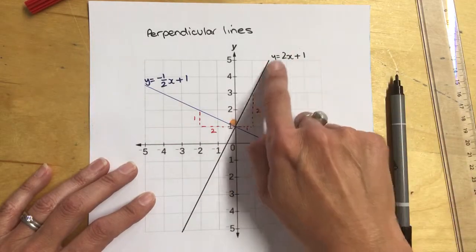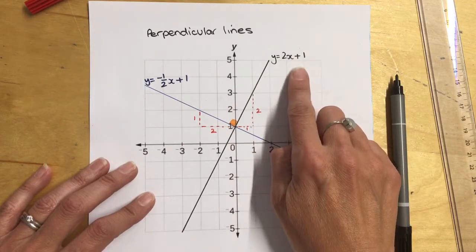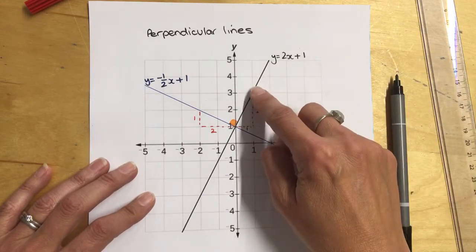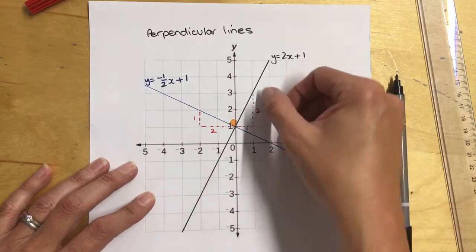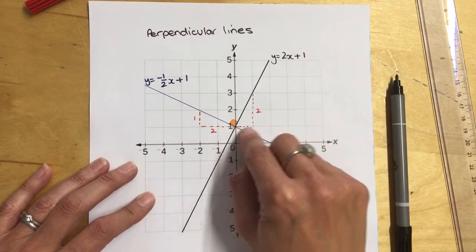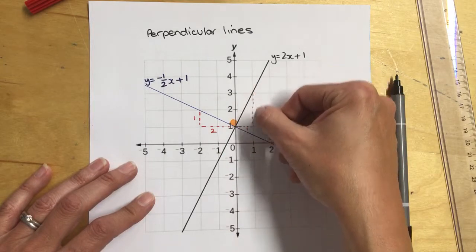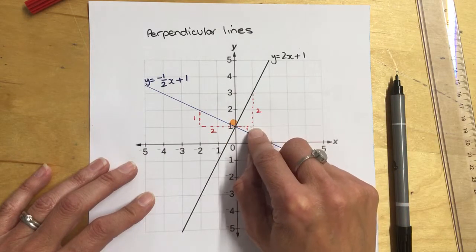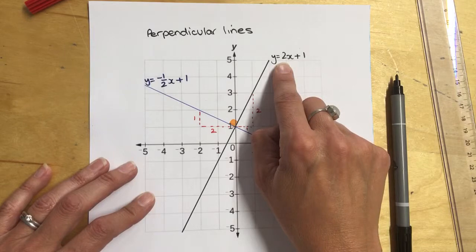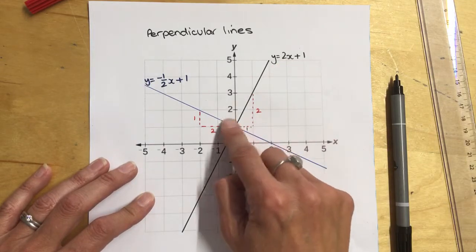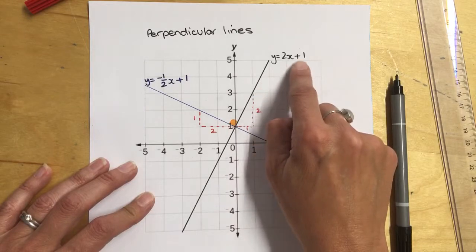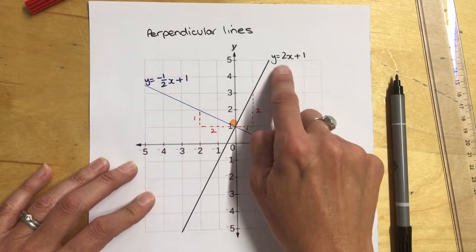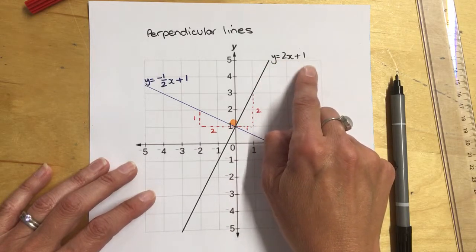Now this is the line y equals 2x plus 1, and that is because, number one, if we look at the gradient of this line, remember that the gradient is the difference in y divided by the difference in x. So this is 2 divided by 1, which is a gradient of 2. The line crosses the y-axis at 1, so plus 1. So this is the equation y equals 2x plus 1.